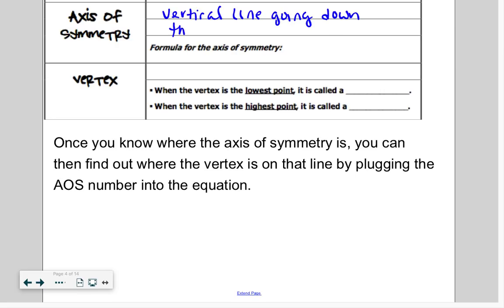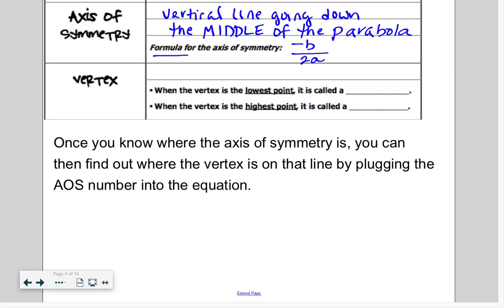Going down the middle of the parabola, it does have symmetry. There is a formula to help you find this line, and it uses the a and b from the equation. It's going to be the opposite of b divided by 2 times the number a.